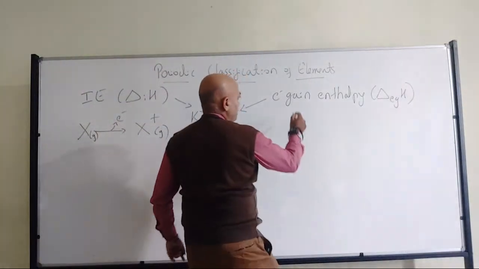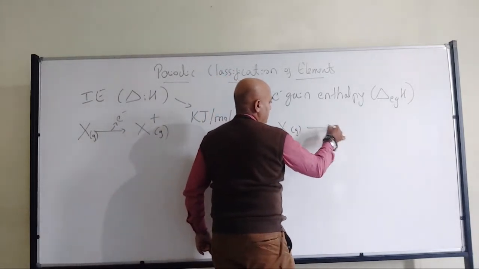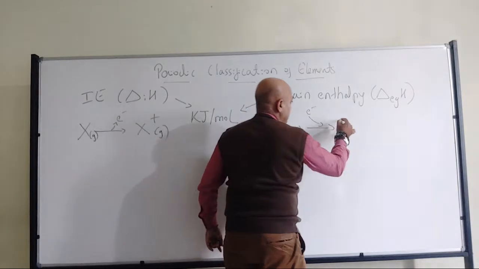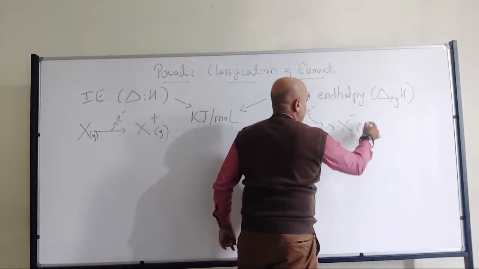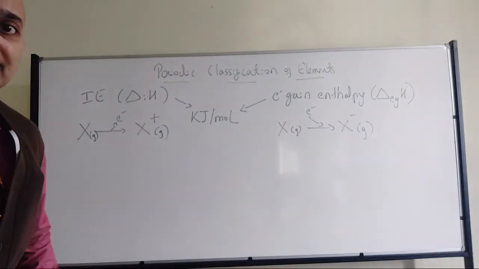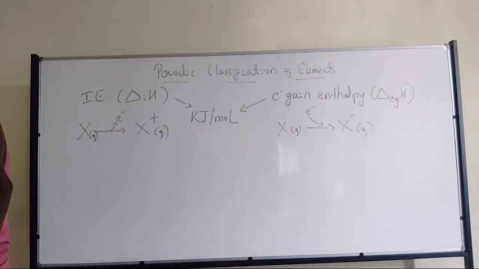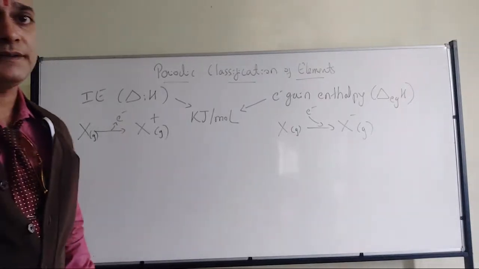What are we going to do with electron gain enthalpy? Once again we have an atom, but we are adding the electron and it will become a negatively charged ion. That's why I told you both of them are exactly opposite to each other.